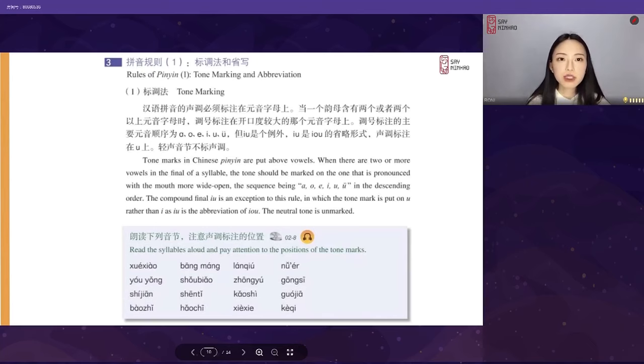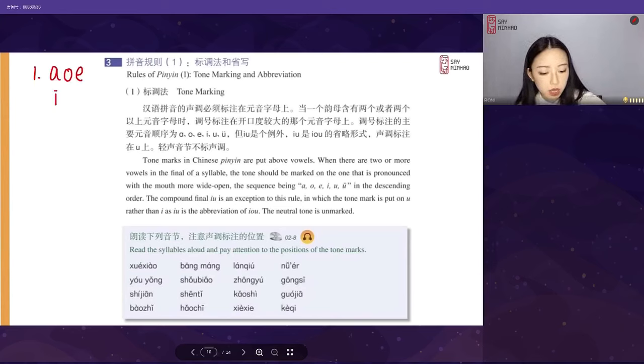And if there are so many letters in the finals, which one should be with the tone mark? So there is the rule. First, we should find the vowels. The vowels are a, o, e, i, u, ü. Okay, these six vowels. Find them and try to mark them.